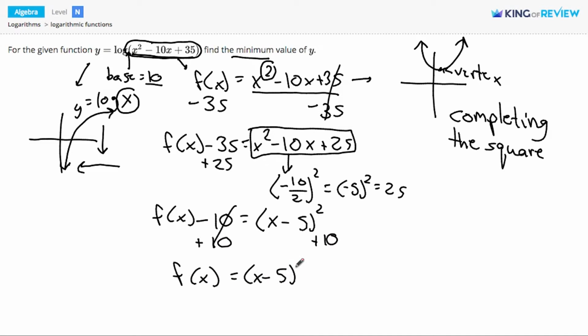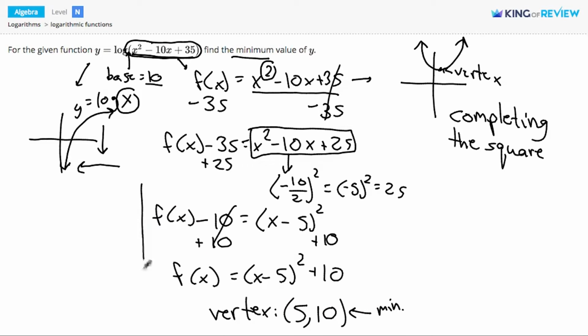This form is called vertex form because it shows us exactly what the vertex is. In this case, the vertex is 5. We take the opposite sign of the number inside the parentheses, comma 10, the number outside the parentheses. So this tells us that x squared minus 10x plus 35 is lowest, this is the minimum, at the point 5 comma 10.